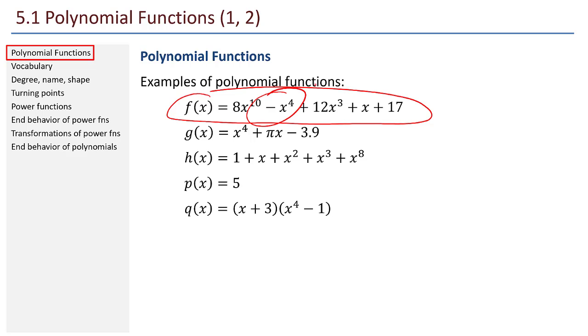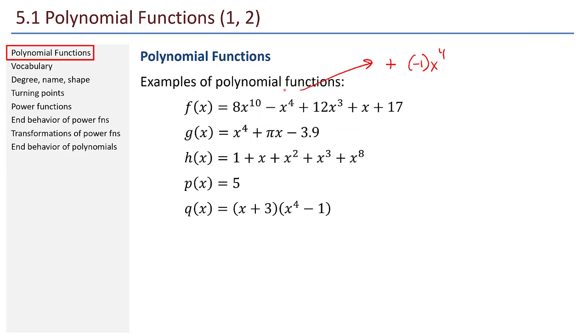Incidentally, this minus x to the 4 can be thought of as adding a negative 1 times x to the 4. But those numbers, we call them coefficients, those coefficients don't have to be integers. They can also be more complicated things like pi, or they can be 3.9, that's okay. I don't have to write all my powers descending, like 10, 4, 3, 1, 0. I could write my powers going up, like in my third example with h.